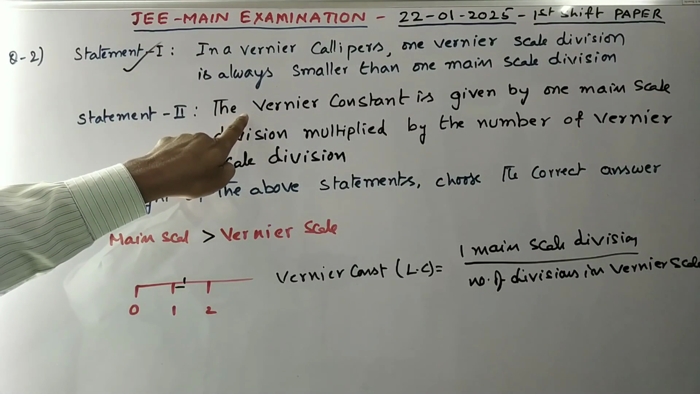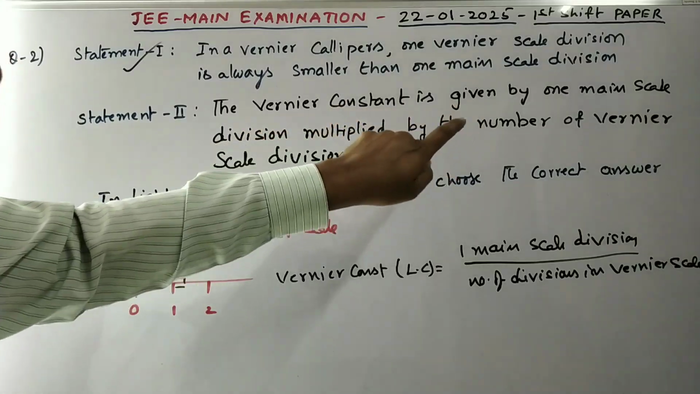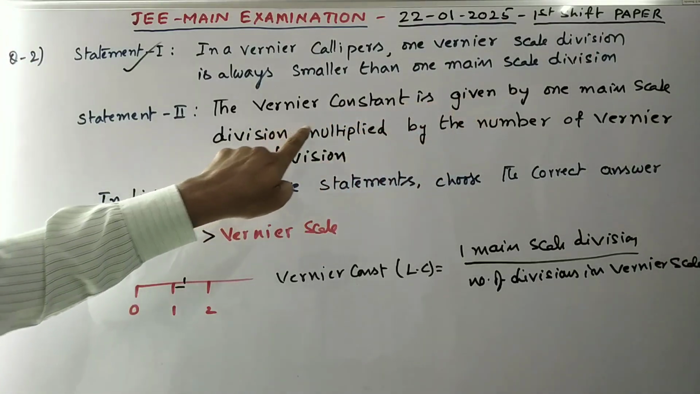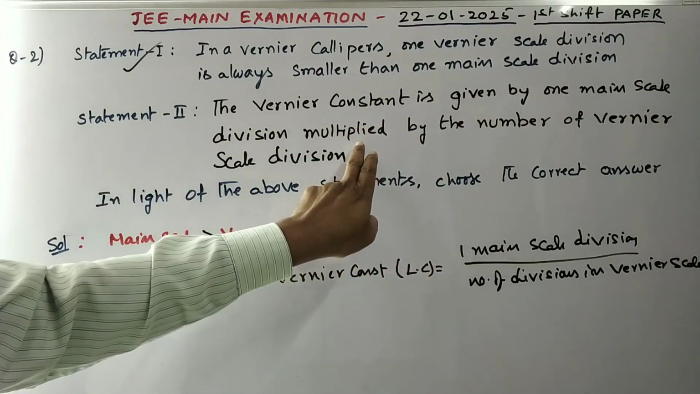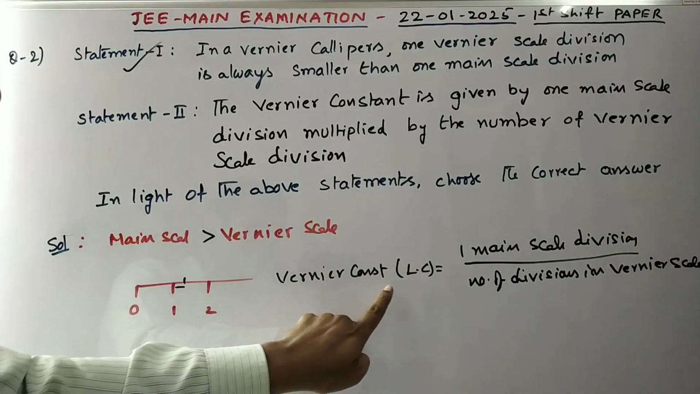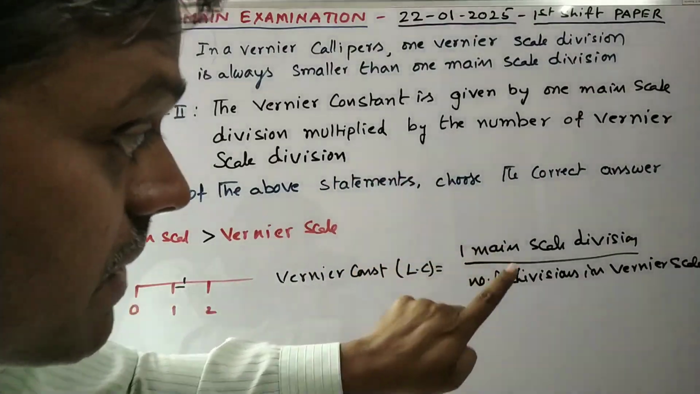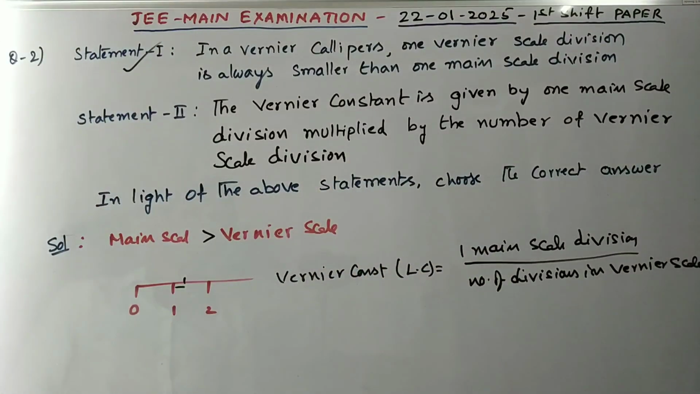But in the given statement, the vernier constant is given by one main scale division multiplied. It is wrong. The vernier constant is equal to one main scale division by the number of divisions in the vernier scale. So statement 2 is wrong. So in the given options, statement 1 is correct, but statement 2 is wrong. Okay, this is the solution for this question. Okay, thank you.